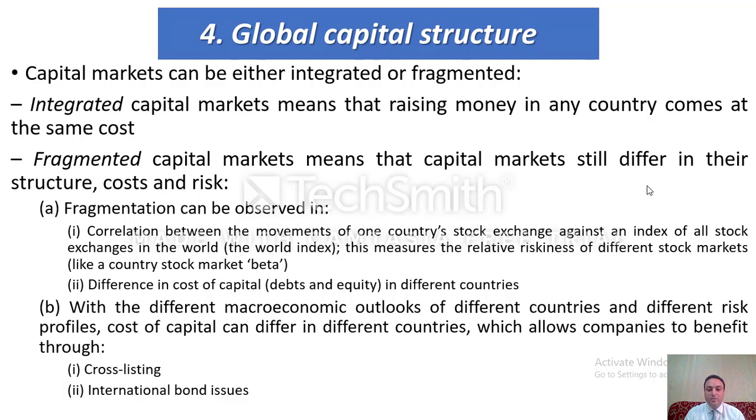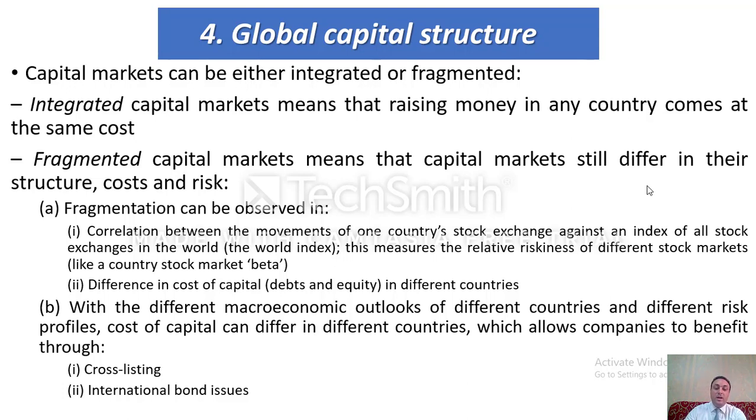So fragmentation can be observed, first, in the correlation between the movements of one country's stock exchange against an index of all stock exchanges in the world, and this measures the relative riskiness of different stock markets, like a country's stock market. Second, we have the difference in cost of capital, debt and equity, in different countries. Then we have the different macroeconomic outlooks of different countries. So we are dealing in this global context with different countries, and these countries have different macroeconomic outlooks and different risk profiles.